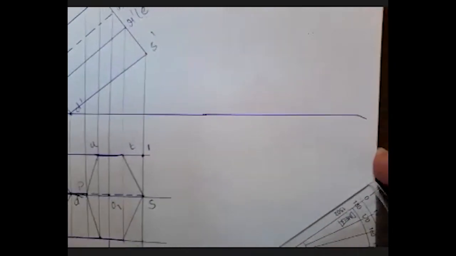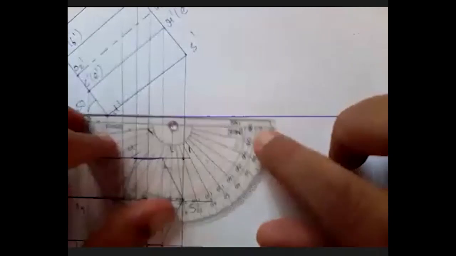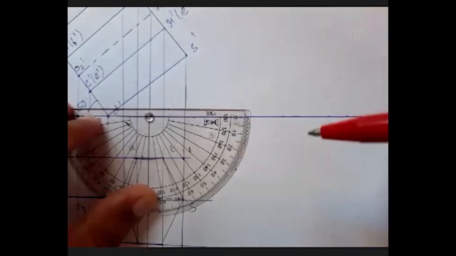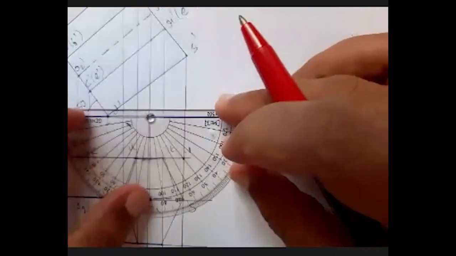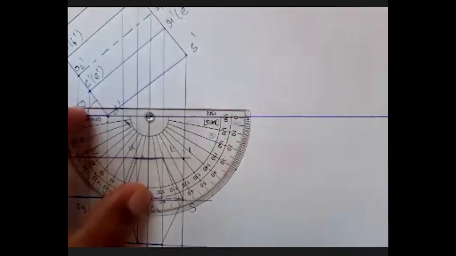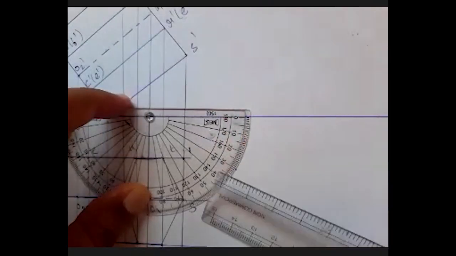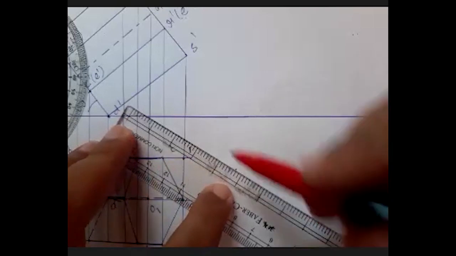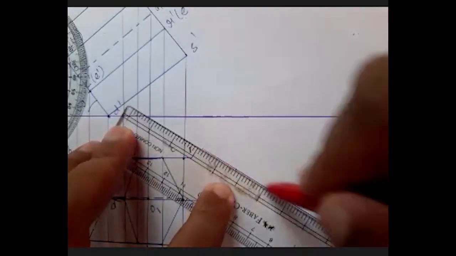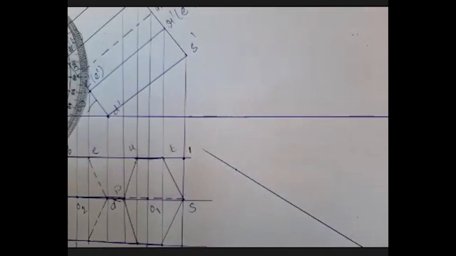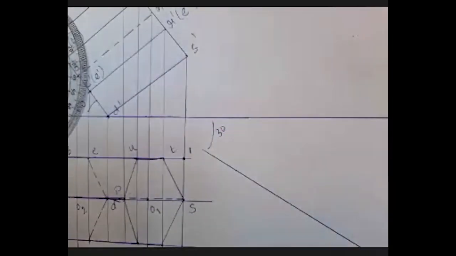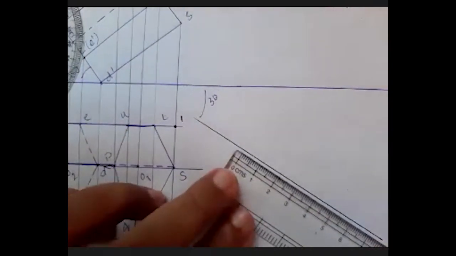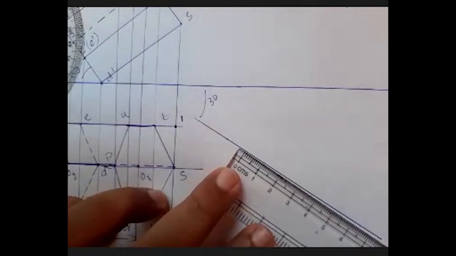If I'm left out with the space, I'll just coincide with the diagram here where I'm going to draw a 30-degree line from this end. So now I'm going to draw a line of 30 degrees, then measure the original length of 50 mm somewhat here. The original length is 50 mm.